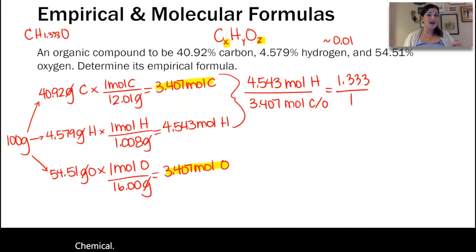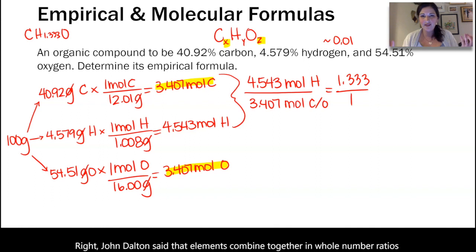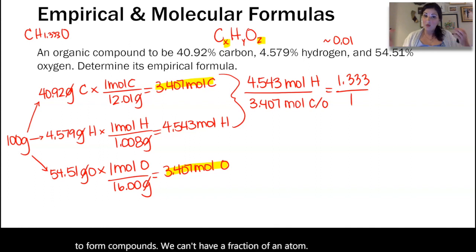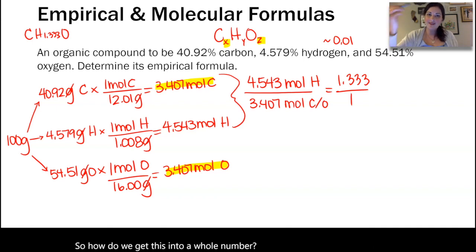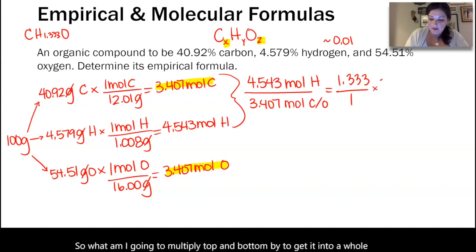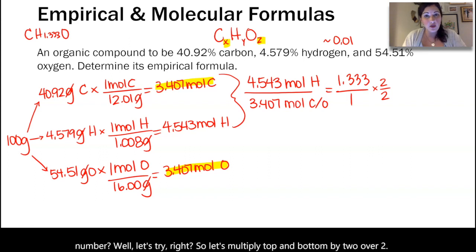John Dalton said that elements combine together in whole number ratios to form compounds. We can't have a fraction of an atom. So how do we get this into a whole number? Well, we can multiply the top and the bottom by the same number in order to make them both whole numbers. What am I going to multiply top and bottom by? Let's try multiplying top and bottom by 2 over 2. Does 1.333 times 2 give me a whole number? Nope, it gives me 2.666.